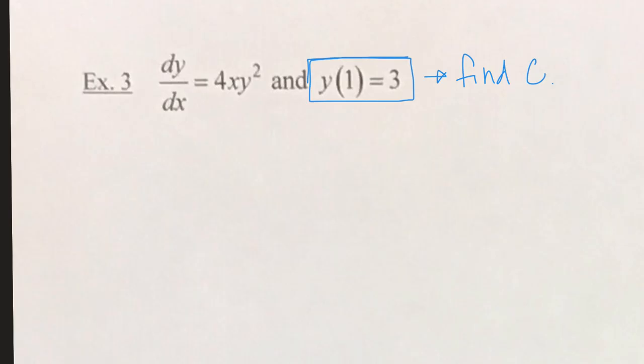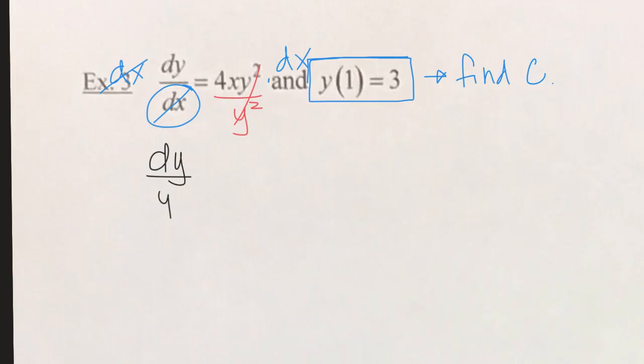Separate our variables. We're going to multiply both sides by dx, that moves it over here, and we're going to divide both sides by y squared. When in doubt, leave the number, if we can, with your x. Don't bring the number over with the y. Leave the number on the x side. Try to only move the y stuff if possible. So dy over y squared equals 4x dx.